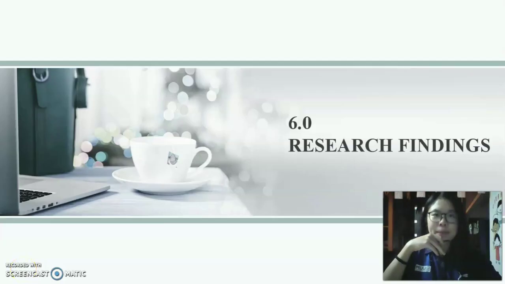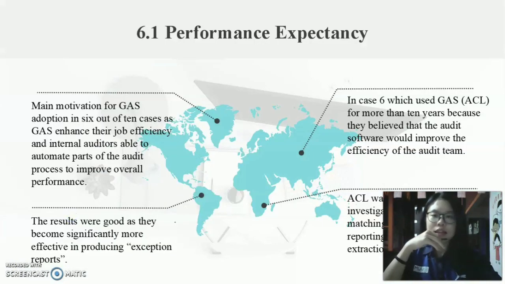Good morning everyone, my name is Tanjit, matric number 255428. Now I'm going to continue with our group presentation regarding the research findings of the article studied. First, let's start with the performance expectancy.